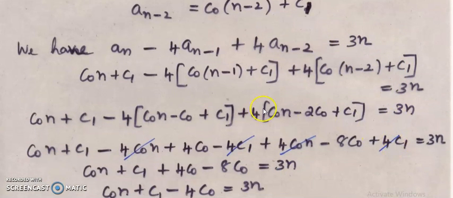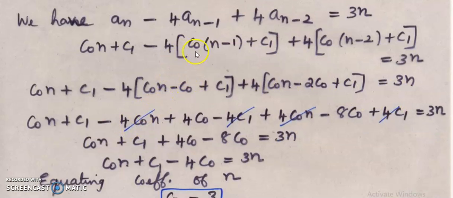Now let's just expand it. Expansion part you can do: take this inside, c0 n minus c0, here c0 n minus 2 c0. Then next step you take this 4 inside, that means here you take 4 for each and every term. So minus 4c0 n, minus into minus plus 4c0, minus into plus minus 4c1. Here also plus 4 c0 n minus 8 c0 plus 4 c1.